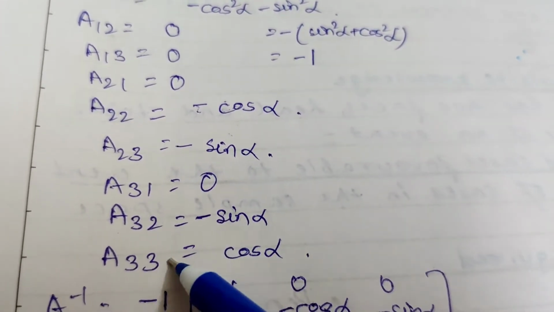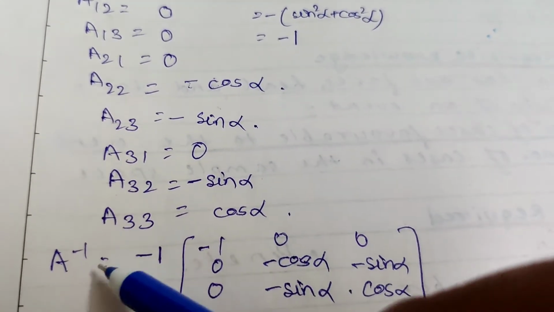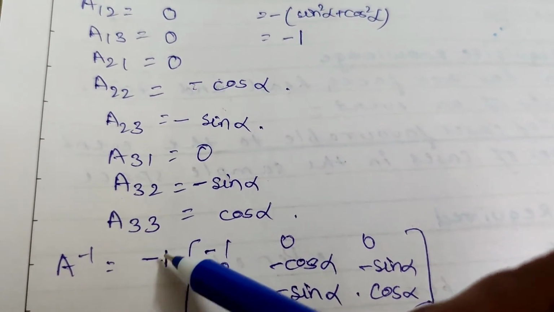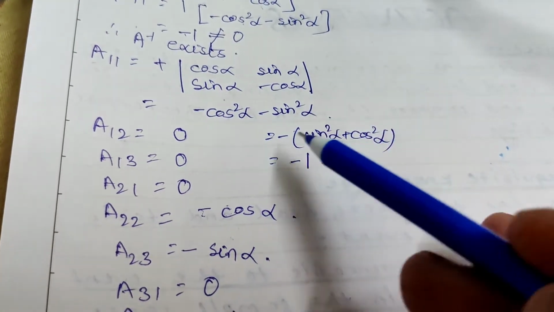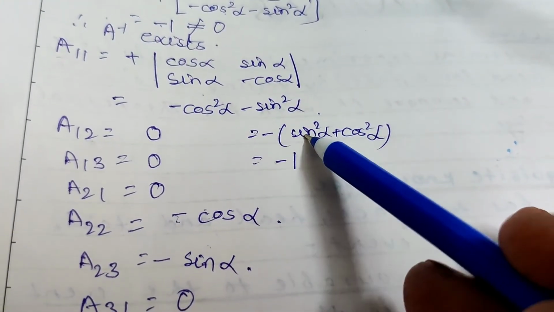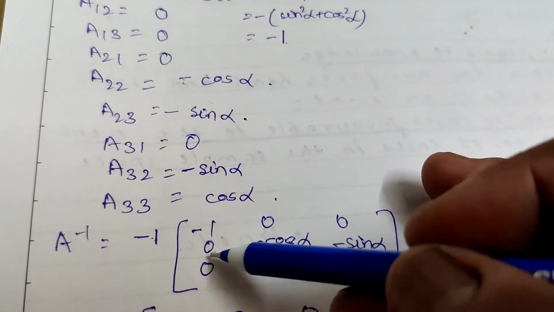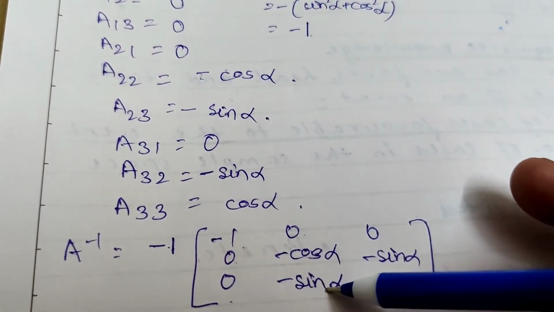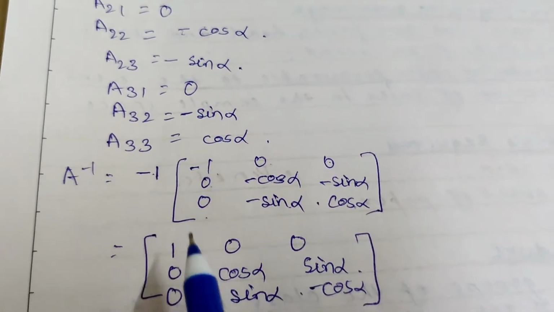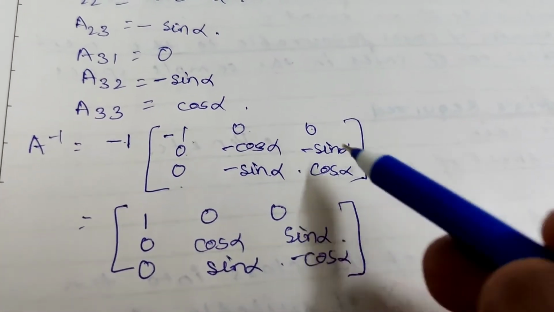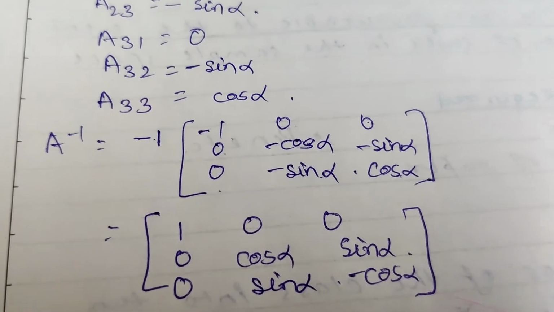A23 is minus sin alpha, A33 is cos alpha. Now write A inverse equal to the determinant value and the A11. A11: take minus common, sin square alpha plus cos square alpha, it is minus 1. Here, the matrix is minus 1, 0, 0, 0, minus cos alpha, minus sin alpha, 0, minus sin alpha, cos alpha, multiplied by minus 1, change the sign of all the elements, and this is the inverse of A.